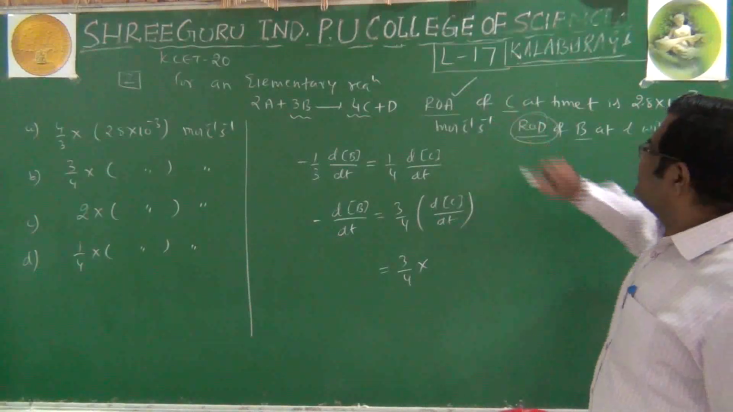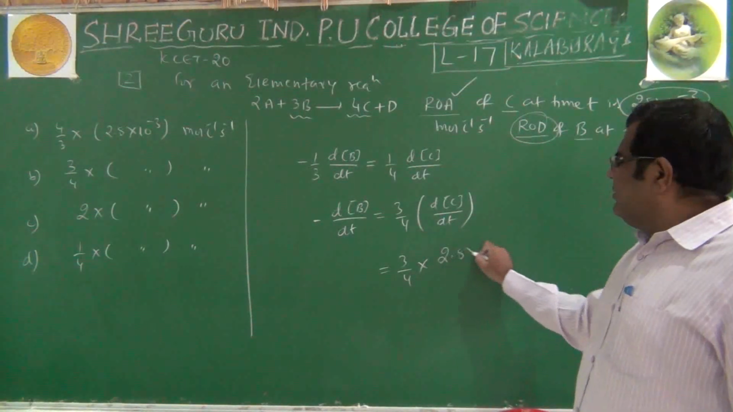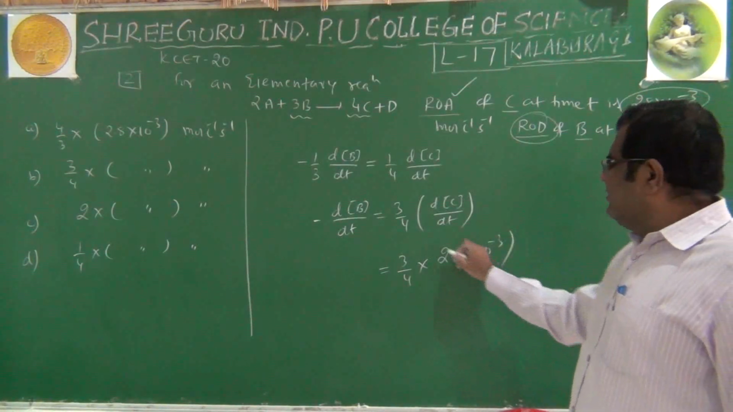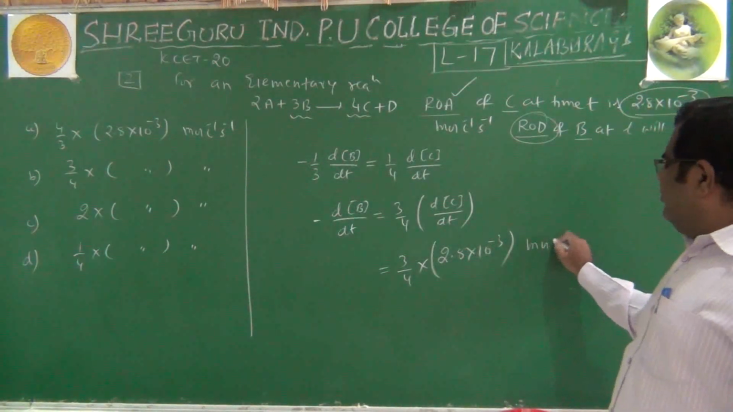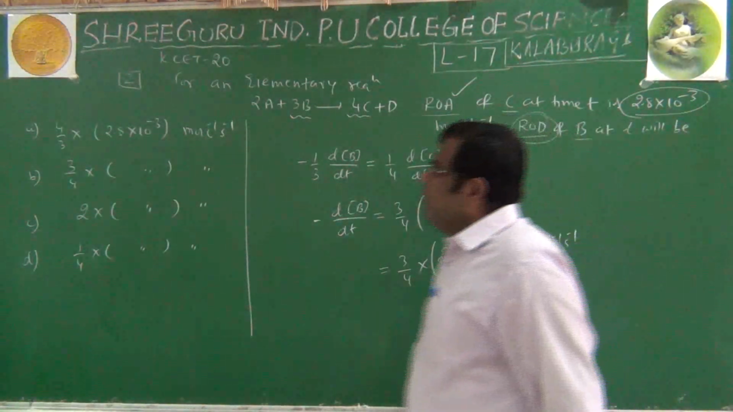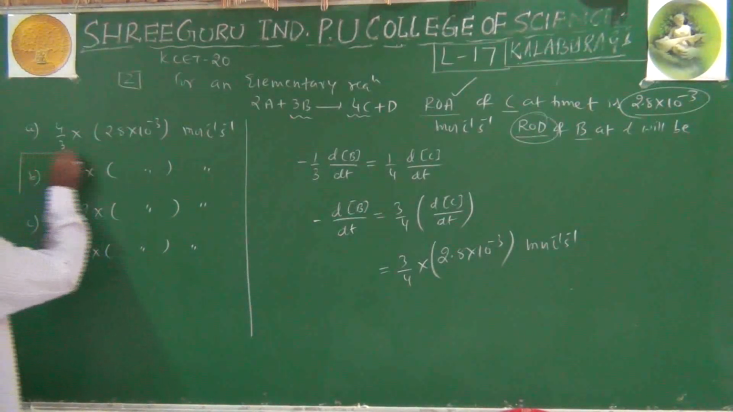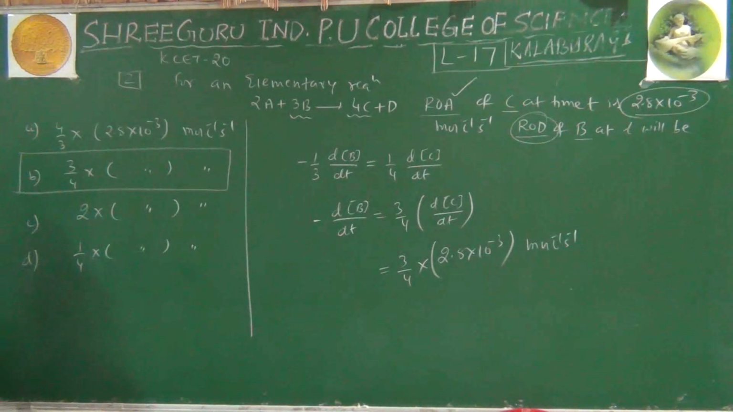Rate of appearance means dC by dt is 2.8 into 10 raised to minus 3 mole per liter per second. So 3 by 4 into 2.8 into 10 raised to minus 3 mole per liter per second is our answer. So this is our answer.